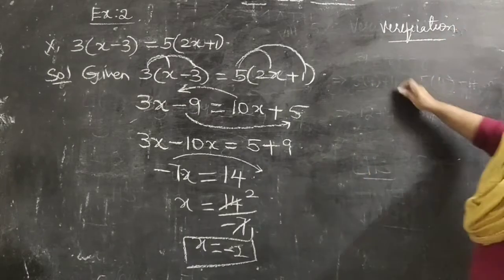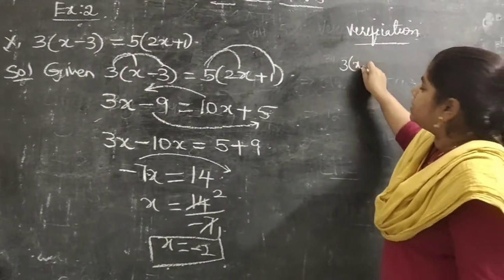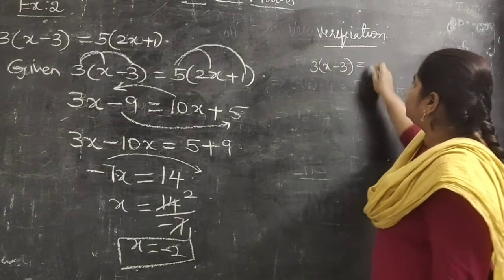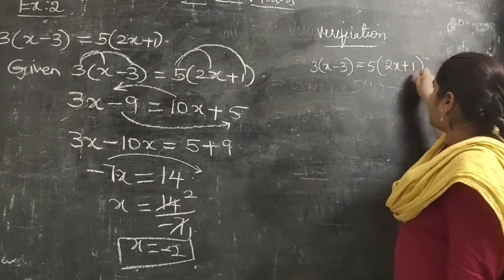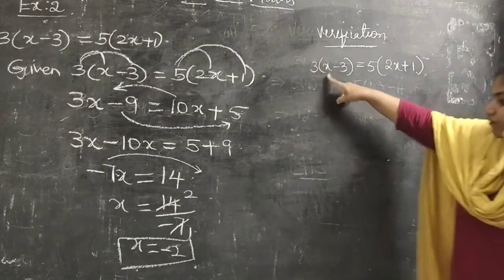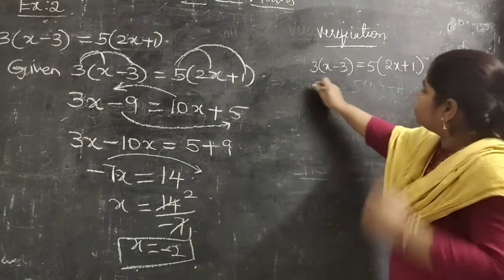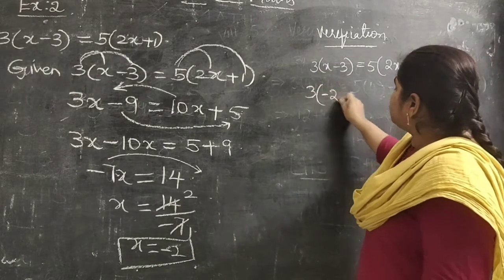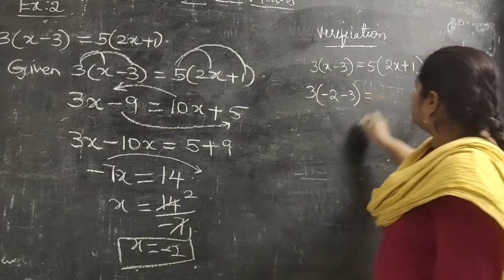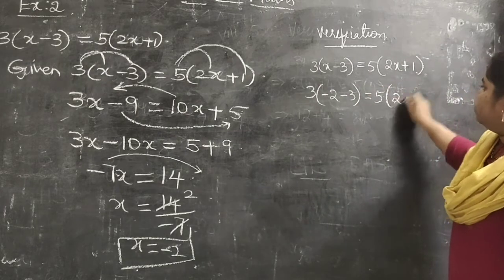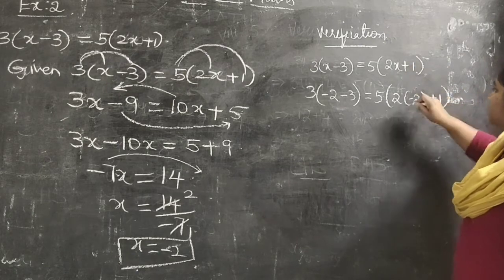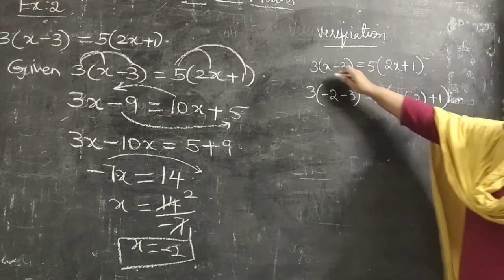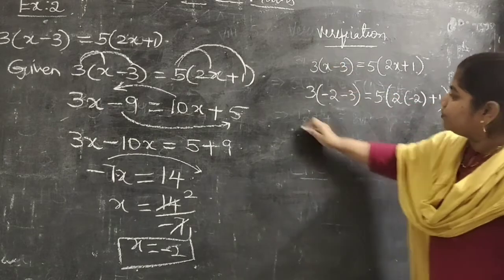So what is that? 3 into x minus 3 is equal to 5 into 2x plus 1. So in place of x you have to substitute this minus 2. So 3 into minus 2 minus 3 is equal to 5 into 2 into minus 2 plus 1. So in place of x I have substituted minus 2. Here also, in place of x, minus 2.